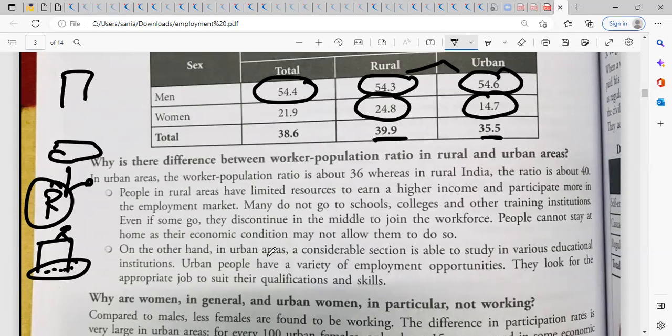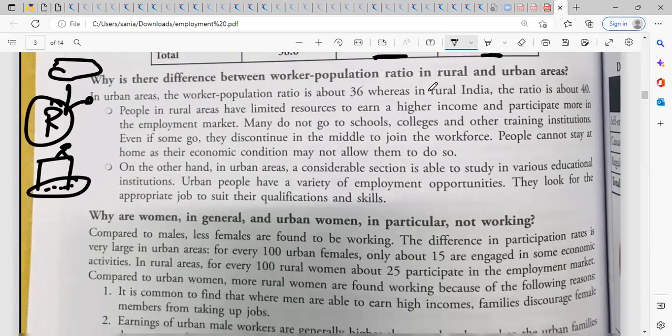On the other hand, in urban areas, as a considerable section is able to study in various educational institutions, urban people have a variety of employment opportunities. They look for the appropriate job to suit their qualifications and skills. So it's not that I have to contribute to my family and then I'll start working. No, they take proper education, and after that they decide for which sector they should go. That's why there's a difference: most of the workforce is in rural areas as compared to urban areas.